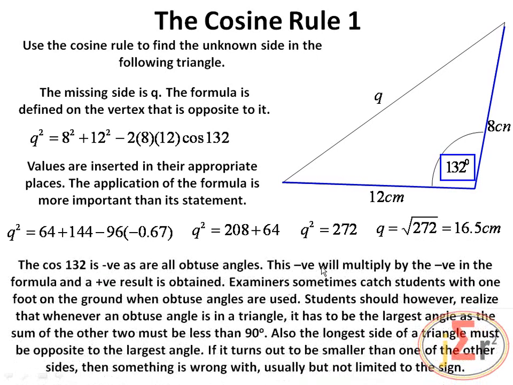The cosine of 132 is negative, as we'll find the cosine of all obtuse angles, and those values will be negative. This negative will multiply by the negative in the formula, and a positive result is obtained. Examiners sometimes catch students with one foot on the ground when obtuse angles are used. Students should, however, realize that whenever any obtuse angle is in a triangle, it has to be the largest angle. Because it is the largest angle, it is opposite to the longest side.